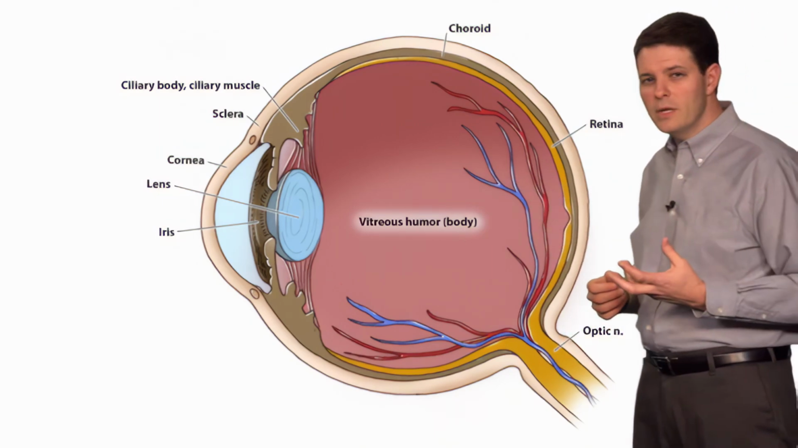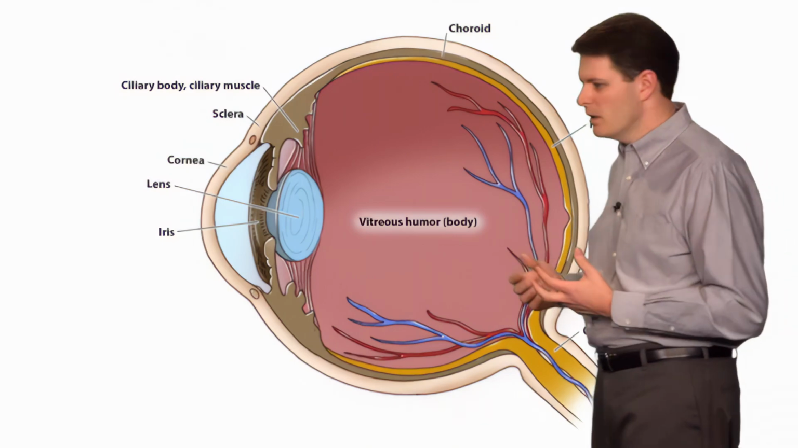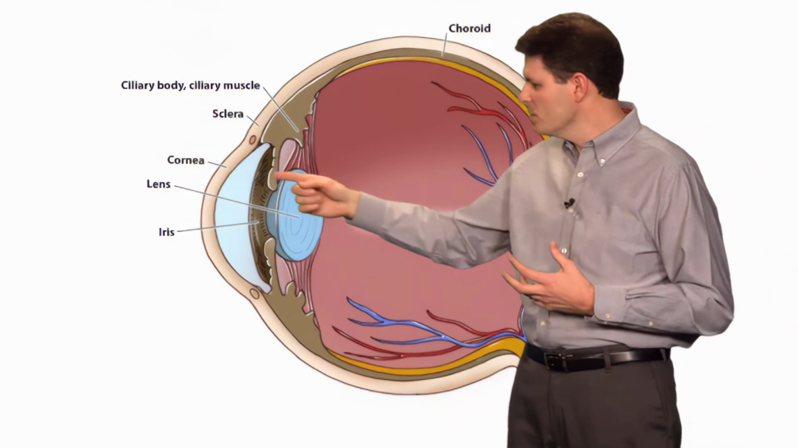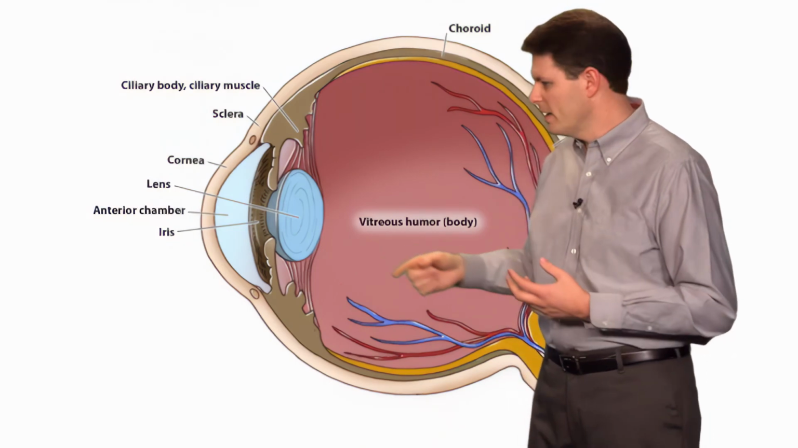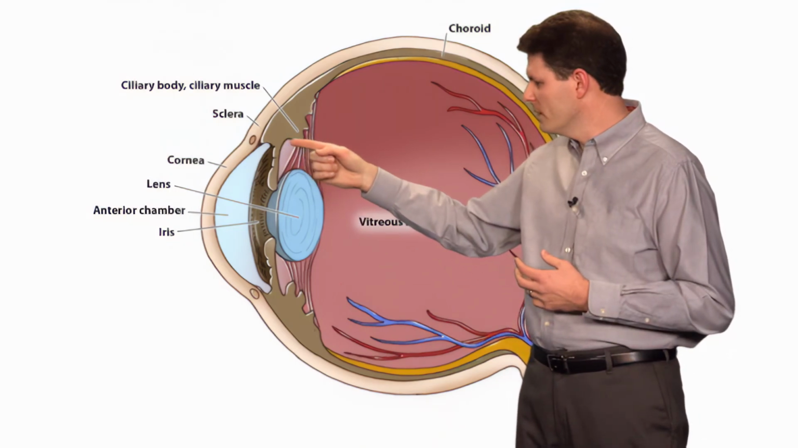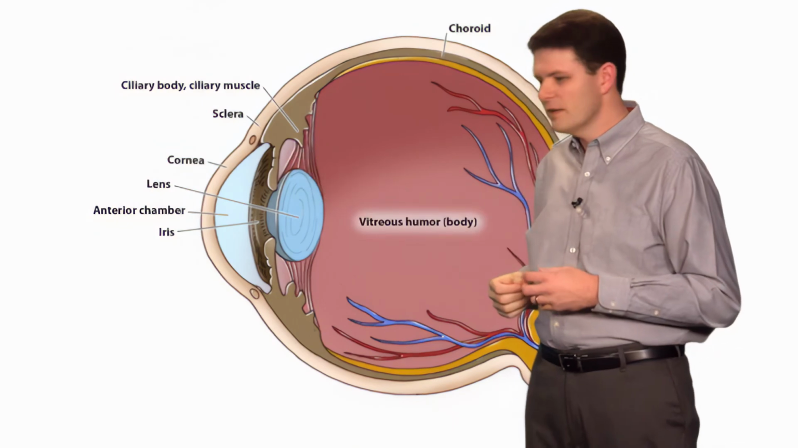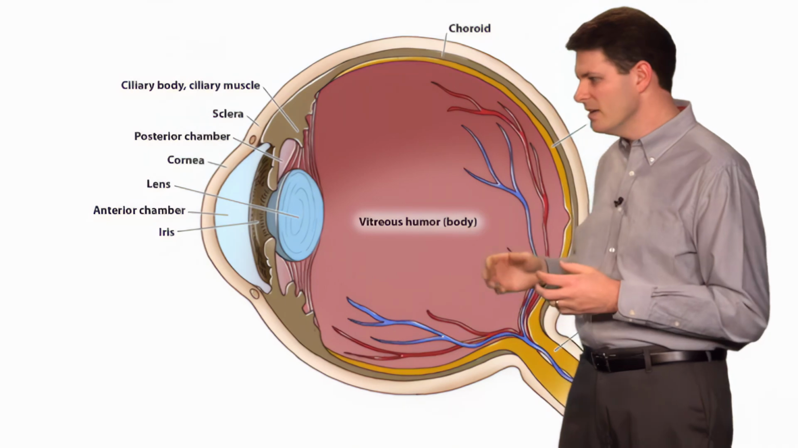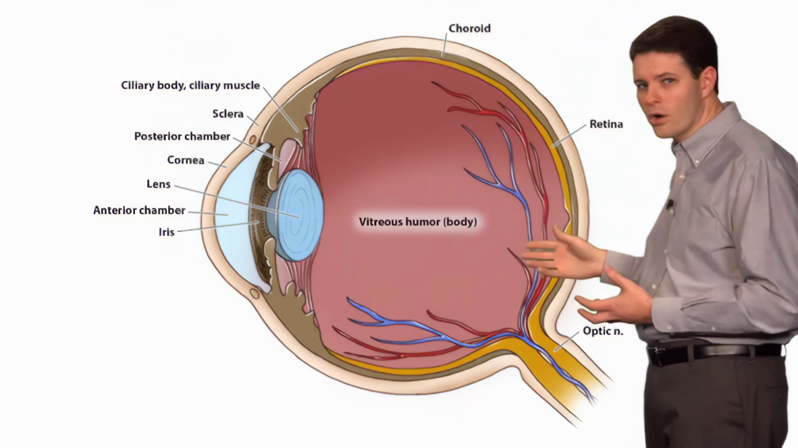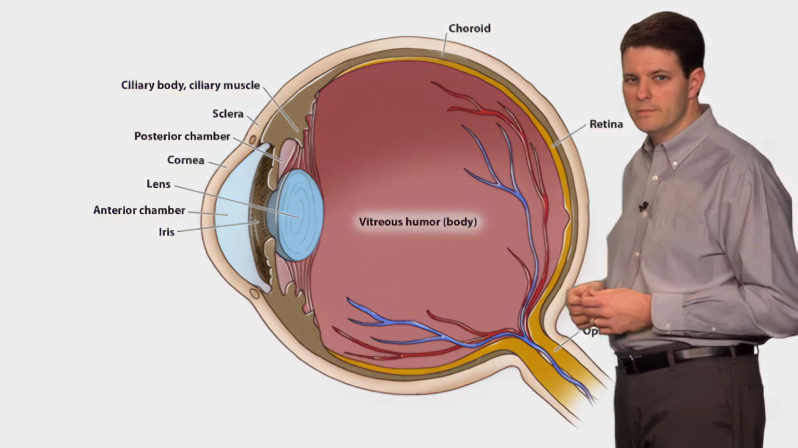Now, you also need to be aware of the chambers of the eye. The space anterior to the iris is called the anterior chamber. And the space posterior to the iris, but anterior to the lens, is called the posterior chamber. So the posterior chamber of the eye is not actually in the posterior part of the eye. Be aware of that.